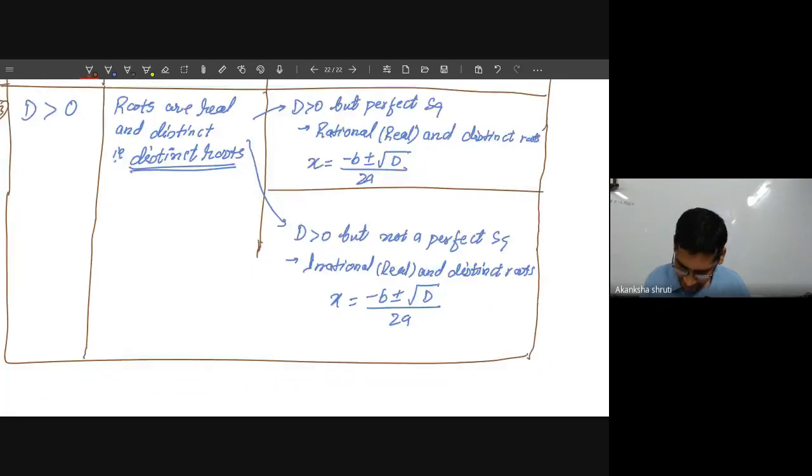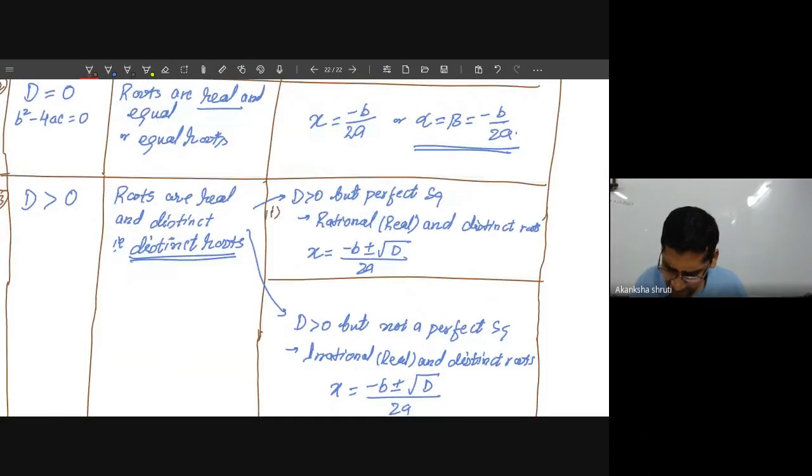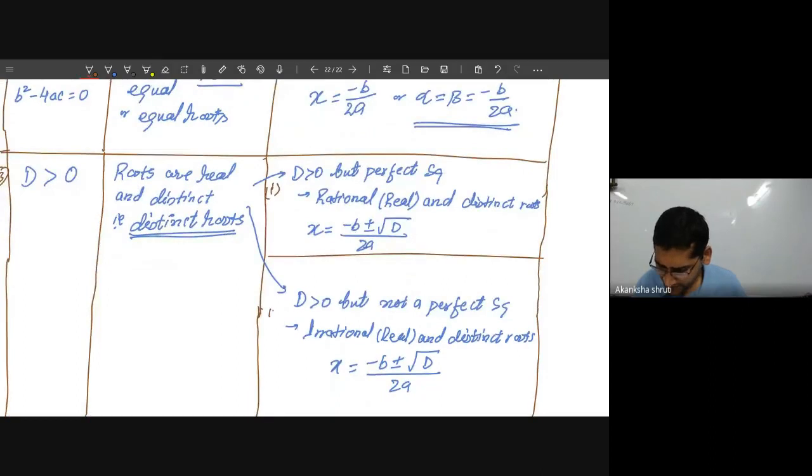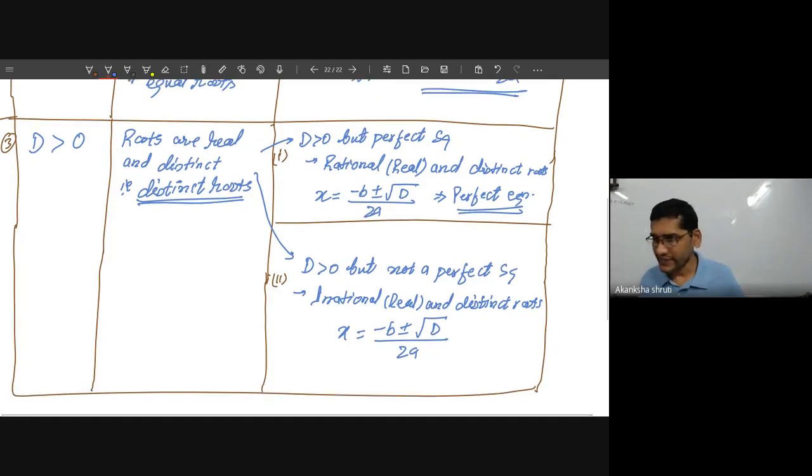So students, these are the four conditions that you have to keep in mind. In this case, it is also called a perfect equation because the roots are equal. So in this case, it gives us a perfect equation, meaning whatever quadratic equation we are taking can be converted into a whole square. But in the second case, it cannot be converted into a whole square.